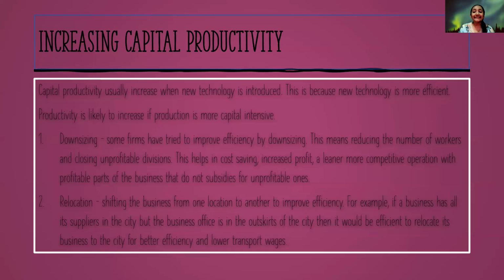Next, increasing capital productivity. Capital productivity usually increases when new technology is introduced. This is because new technology is more efficient. Productivity is likely to increase if production is more capital intensive. One can be downsizing. Some firms have tried to improve efficiency by downsizing. This means reducing the number of workers and closing unprofitable divisions. This helps in cost saving, increased profit, a leaner, more competitive operation with profitable parts of the business that do not subsidize unprofitable ones.